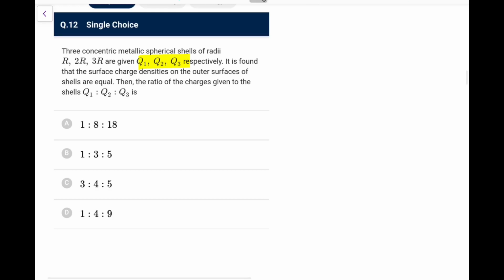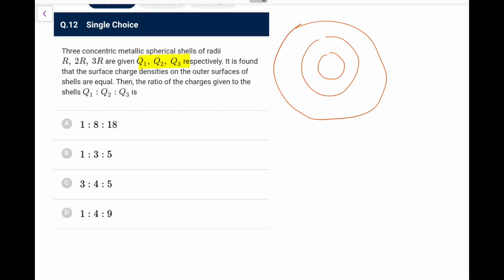3 concentric metallic shells of radius r, 2r, 3r are given q1, q2, q3 respectively. It is found that the surface charge density on the outer surfaces are equal, then the ratio of the charges given to them. So if you have these 3 concentric shells, this is the first, this is the second, and this is the third. If you give it q1 and if you give it q2, because of the induction of minus q1 here, it becomes q1 plus q2. Induction of minus q1 plus q2 here, so here it becomes q1 plus q2 plus q3, that you know, because the field in the bulk of the conductor has to be 0.